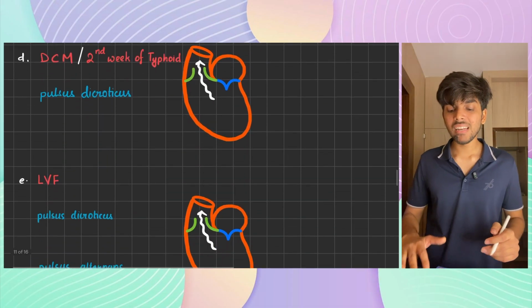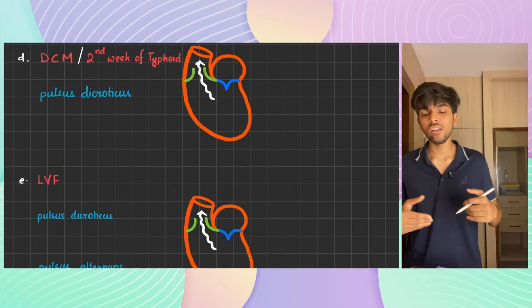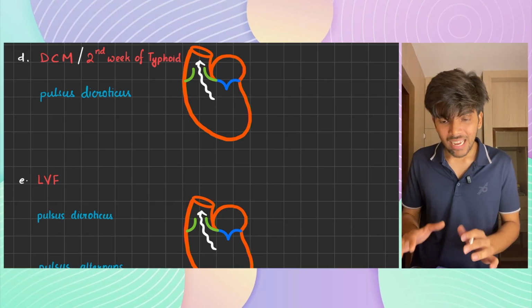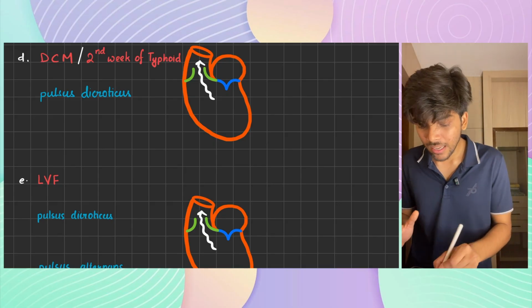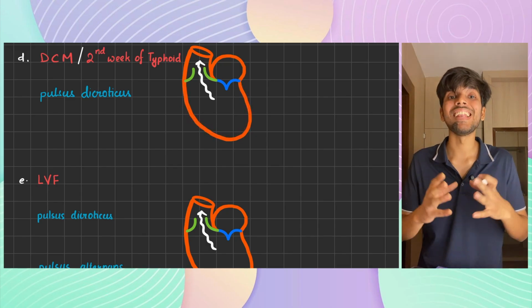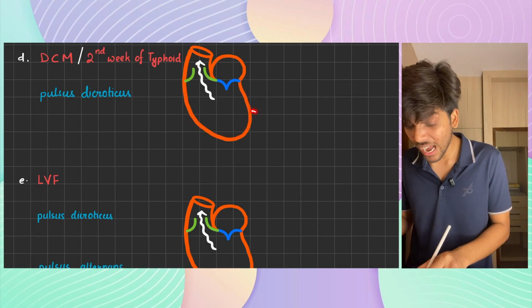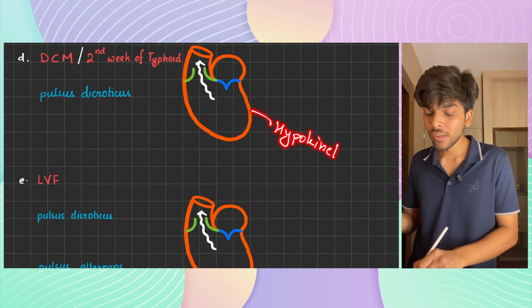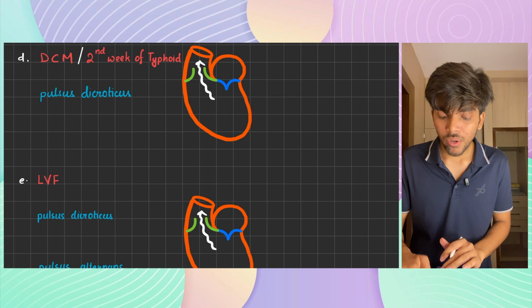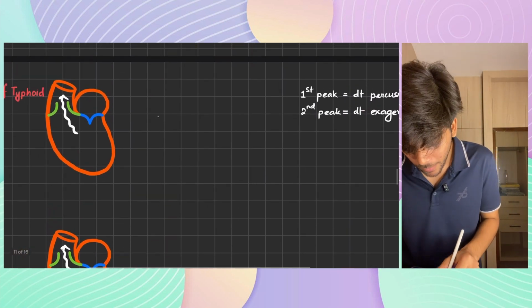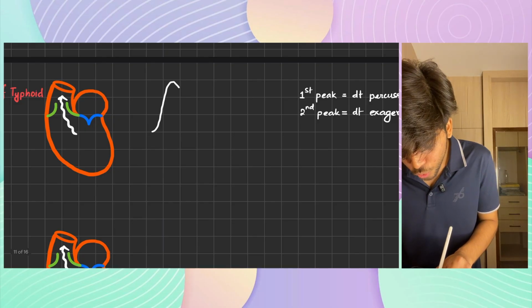Next is dilated cardiomyopathy, as well as in second week of typhoid, you get dicrotic pulse. In dilated cardiomyopathy, the ventricle is dilated and the heart is large in size. Plus, the heart is hypokinetic. Unlike HOCM, here it is hypokinetic. Here you get pulsus dicroticus, which means there are two peaks.